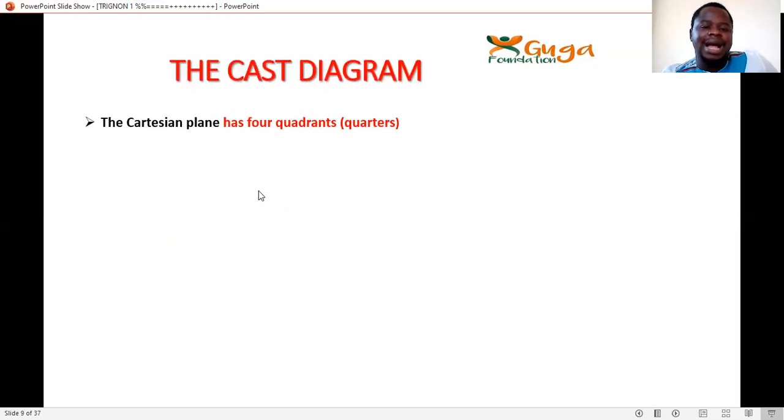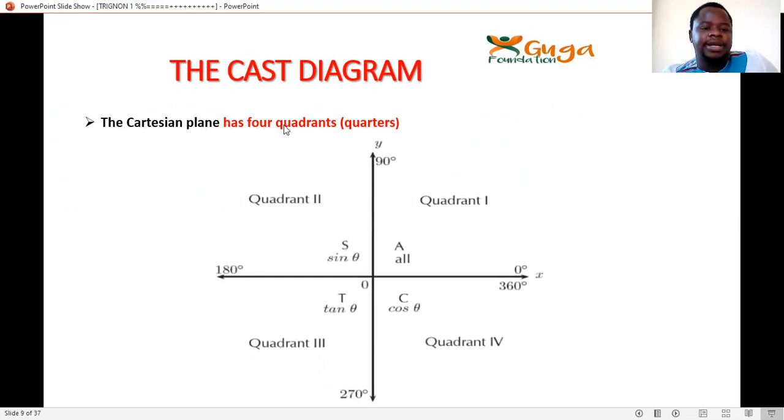Now let's look at the CAST diagram. The Cartesian plane has 4 quadrants: the first quadrant, second quadrant, third quadrant, and the fourth quadrant. In terms of degrees, you've got 0 degrees plus 90, 90 degrees plus 90, 180 plus 90, 270 plus 90, which gives 360 degrees.